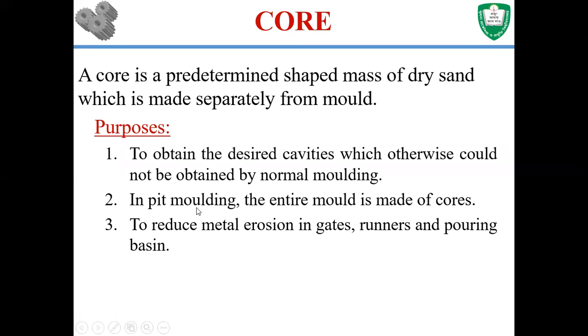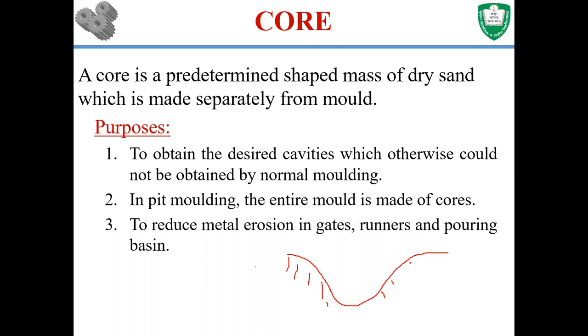Pit molding is a special kind of molding which is made on the floor, and the entire mold is made of cores. Various types of cores are placed in a hole. For example, if I want to show you a little demonstration of that, let's say this is the ground and you have a cavity like this.